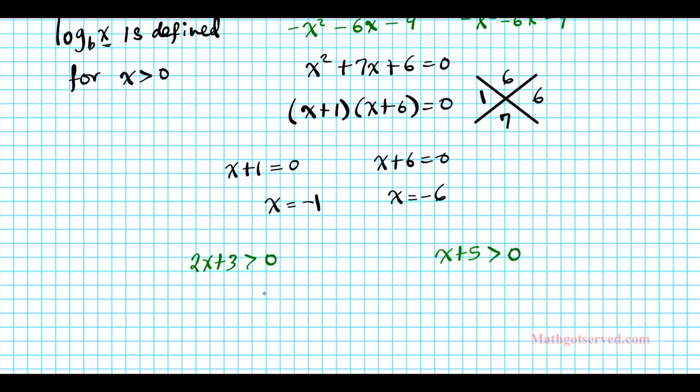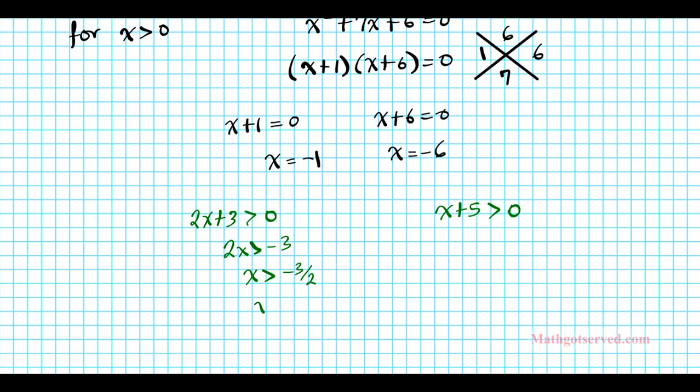So let's solve for x here. If I solve for x, I'll have 2x is greater than -3. Hence, x is greater than -3 over 2. -3 over 2 is just -1.5. So x has to be greater than -1.5. And for this one, x has to be greater than -5. Now, what's the intersection of these two?